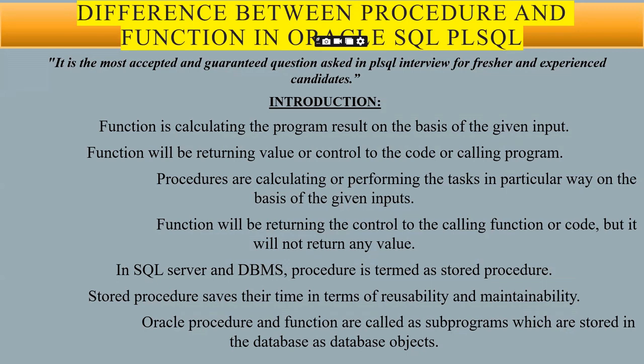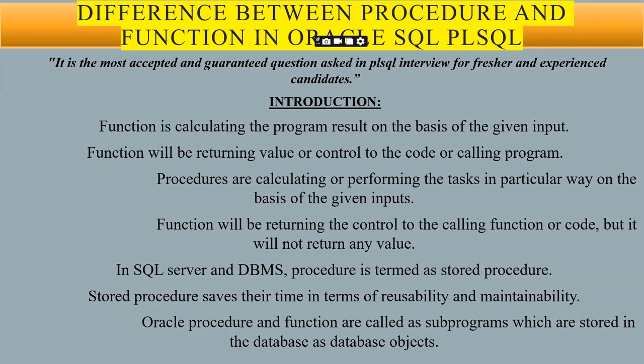In the introduction part, I will describe some points about the function and the stored procedure. A function calculates the program result on the basis of the given input. A function will return a value or control to the code or calling program. A procedure performs a task in a particular way on the basis of given input. A procedure will return control to the calling code, but it will not return any value.